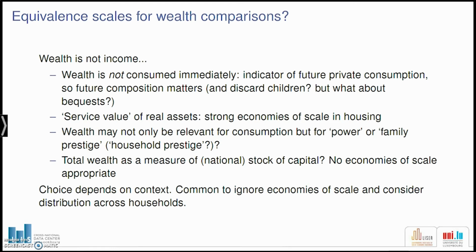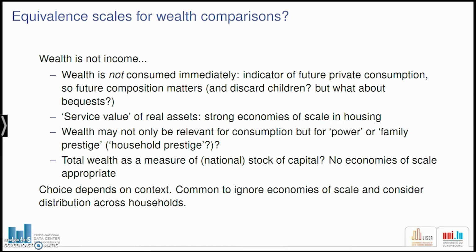So first, wealth is not consumed immediately. So if it's an indicator of future private consumption, it's future household composition which should matter. Should we discard young children from a household? But how to take into account bequests? This is all very unclear. I think this is a very complicated question.